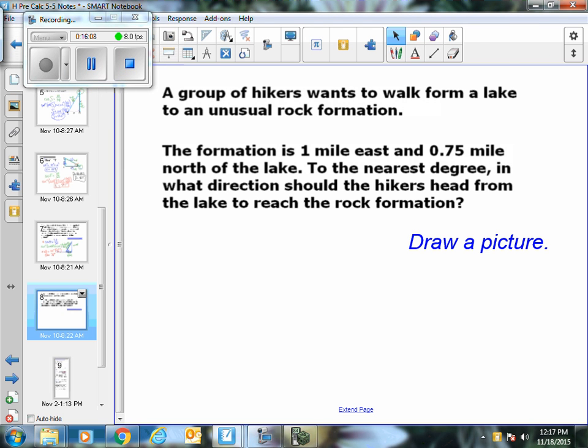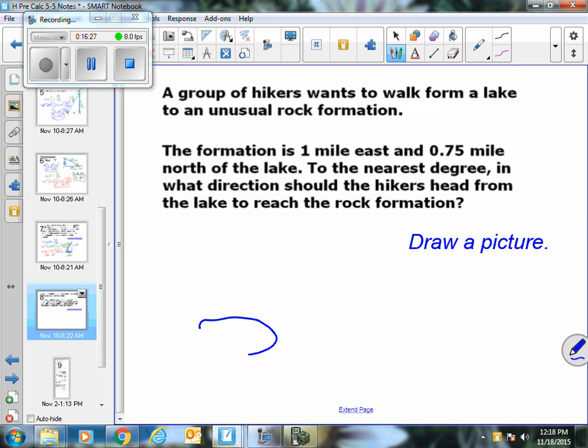See if you can draw the picture. It says a group of hikers wants to walk from a lake to an unusual rock formation that they want to take a look at. So they're going to go for a hike. The formation is 1 mile east and 0.75 miles north of where the lake is. All right, so let's make a picture here.